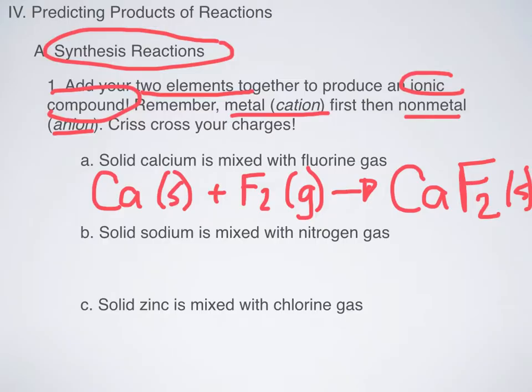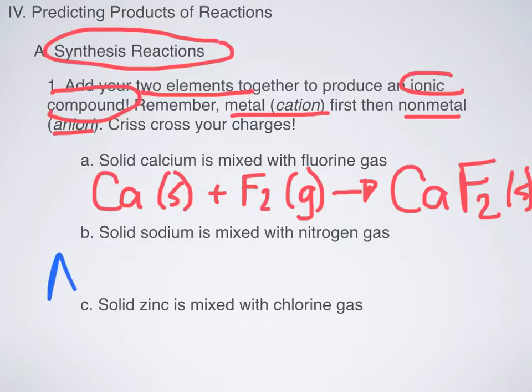Remember to crisscross your charges and make sure that you're making an actual compound. Because otherwise, some people would just put CaF on the other side, and CaF is not a real compound. It would be CaF2.